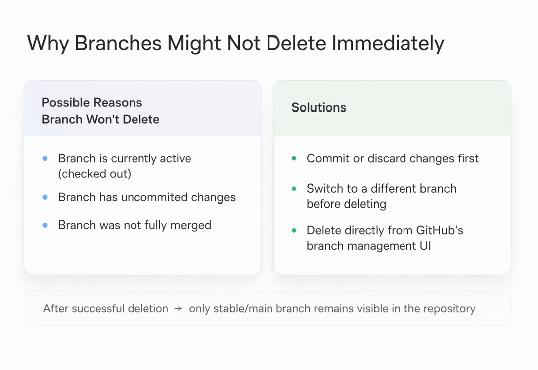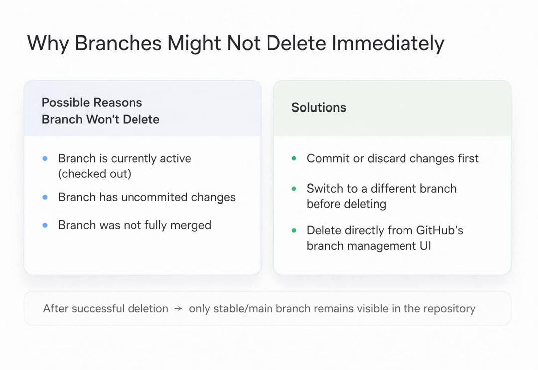So why might a branch refuse to be deleted? The instructor walks through a few scenarios here. First, if the branch is currently active, meaning it's the one you have checked out, Git won't let you delete it directly. You need to switch to a different branch first. Second, if there are uncommitted changes on that branch, Git protects you from accidentally losing work. You'd need to either commit those changes or discard them before proceeding.